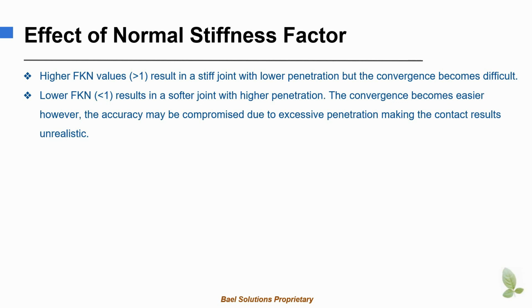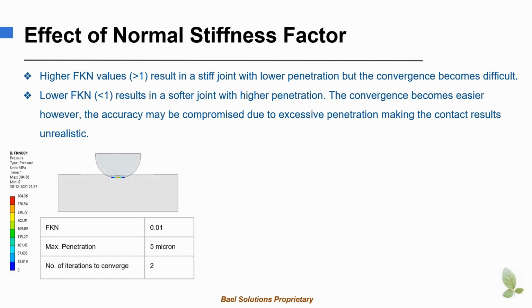A 2D contact model is shown in the figure below. A semicircular plate is pressed against a flat surface. In the first case, Fkn is very small, around 0.01. This results in a large penetration of around 5 microns. However, the solution converges quickly in 2 iterations.